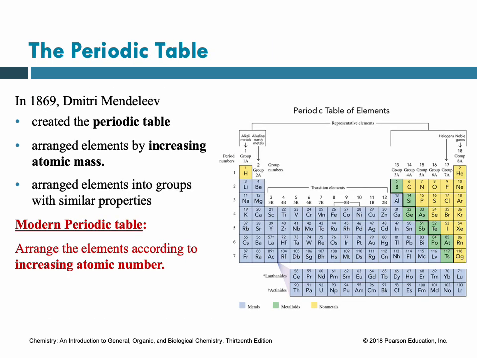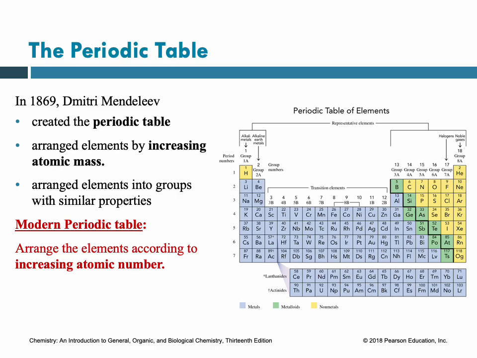Now coming to the periodic table. So this is the periodic table. It has every single element listed. Every single element is listed on this table, and this table is called the periodic table. This table is kind of like the holy grail for chemistry.